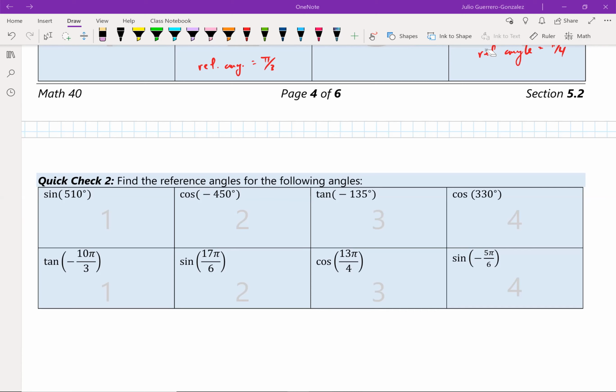Let me check on a couple of these guys. How are you doing? Yay or nay? Nay. Why nay? I don't understand. I know what to do with the negative 135, but then how do I figure out what the tangent is? I know the tangent is the opposite over the adjacent, but I don't know what to do with that information.